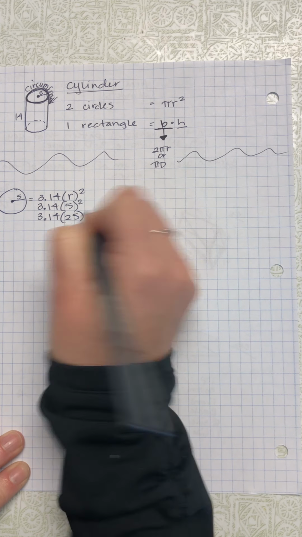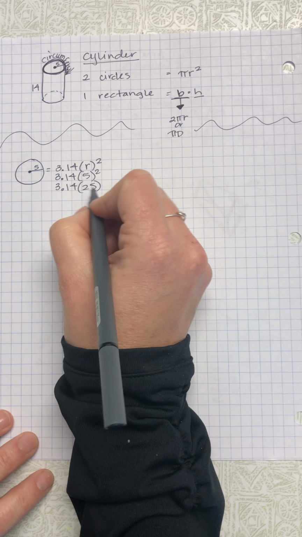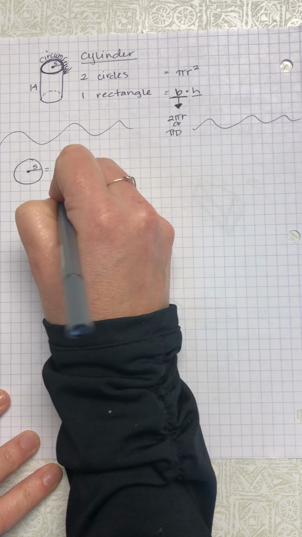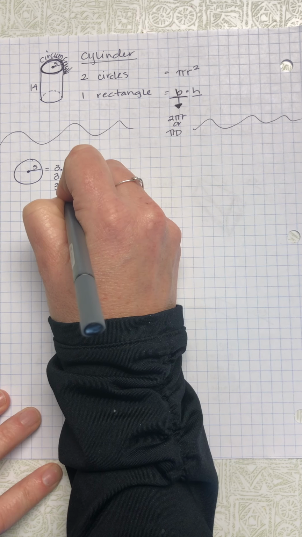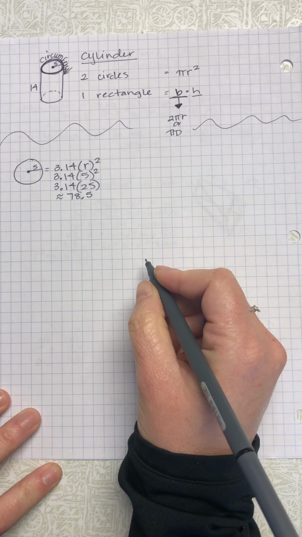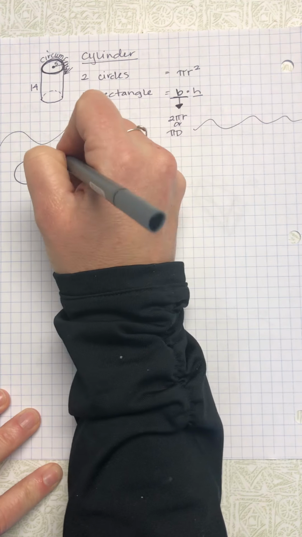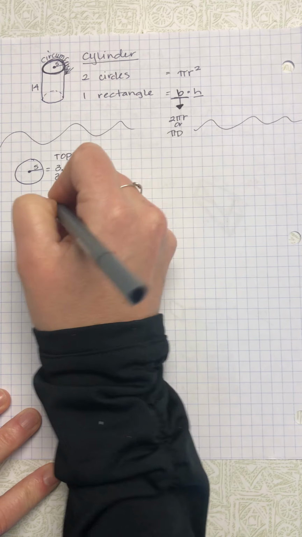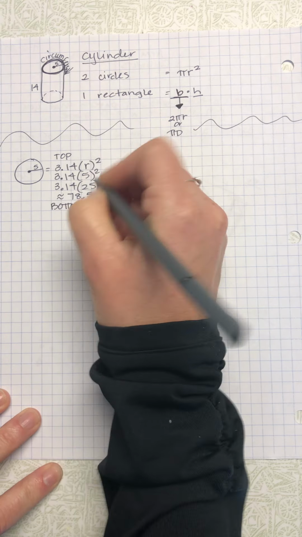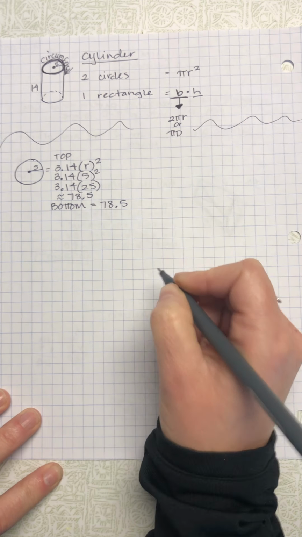So 3.14 times 5 squared is 25. And when we multiply 3.14 times 25, we get approximately 78.5. And we want 2 of them, right? One for the top and then one for the bottom. Okay?